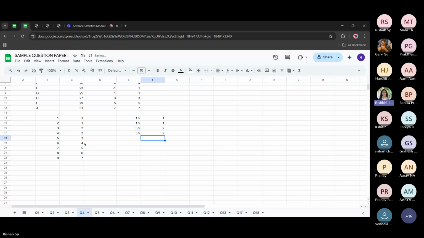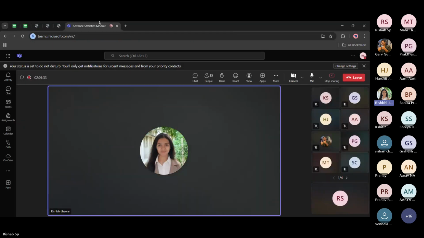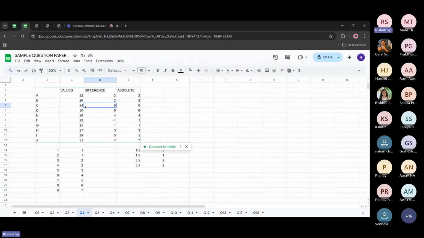Rishabh, will we not consider 0 as the first rank? No, we don't, because the difference is 0. 24 and 24 are equal, right? So since the difference is 0, we don't actually take those. All right, got it. Thanks.